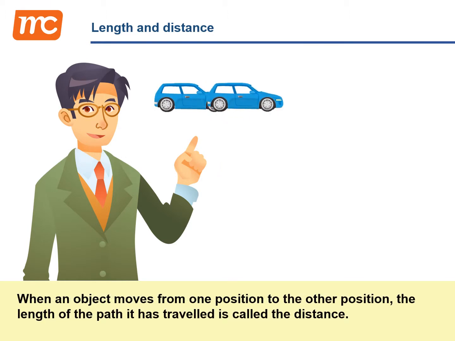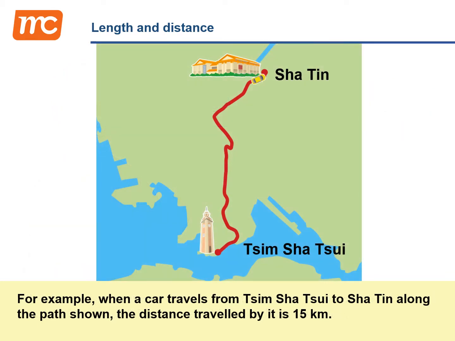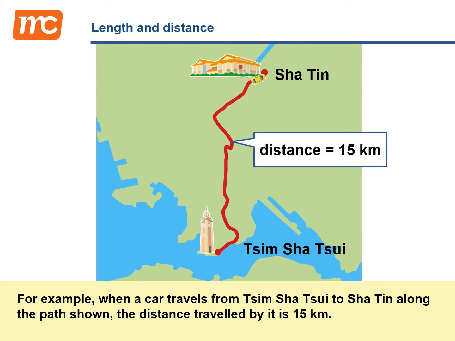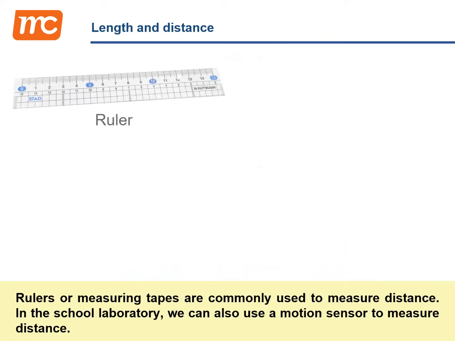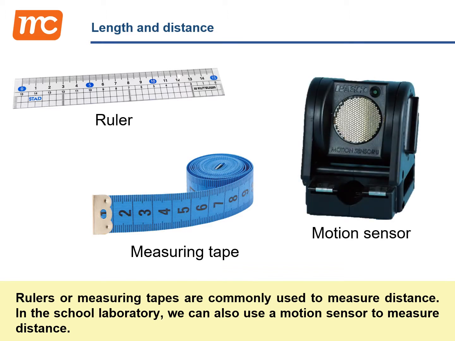When an object moves from one position to the other position, the length of the path it has traveled is called the distance. For example, when a car travels from Tsim Sha Tsui to Shatin along the path shown, the distance traveled by it is 15 kilometers. Rulers or measuring tapes are commonly used to measure distance. In the school laboratory, we can also use a motion sensor to measure distance.